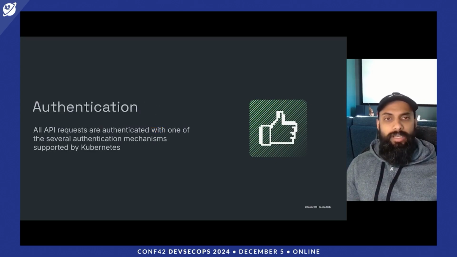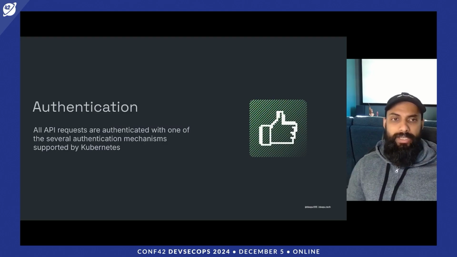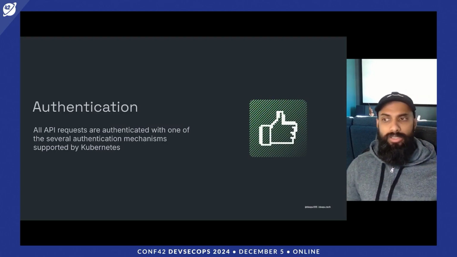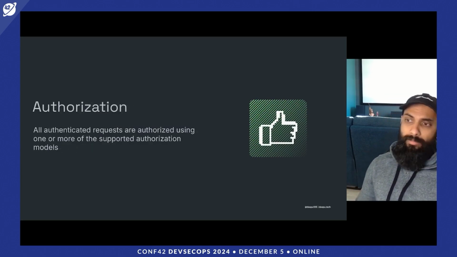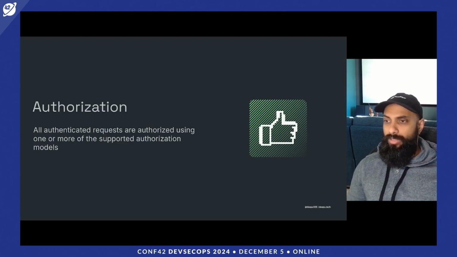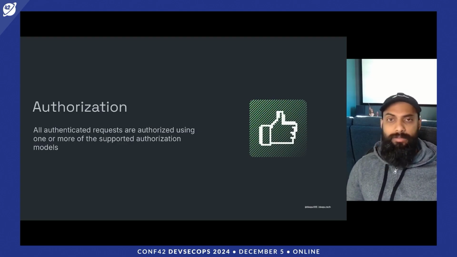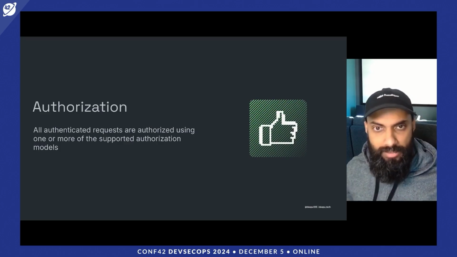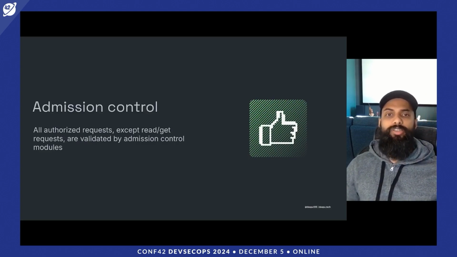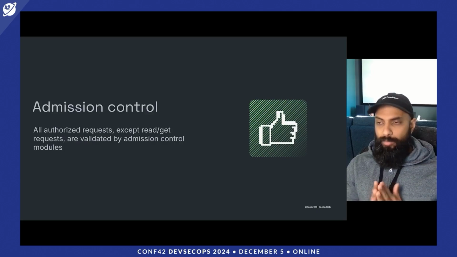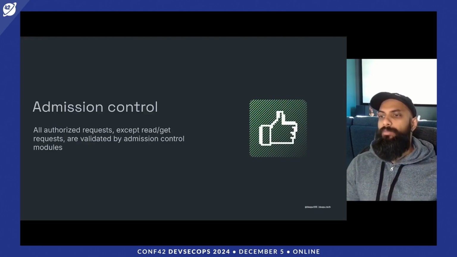Then we have the authentication layer, and there is a flexible authentication layer with multiple supported mechanisms, including OpenID Connect, token-based authentication, and so on. So all API requests are authenticated with one of these several authentication mechanisms. Then we have the authorization layer. And again, all authenticated requests are authorized using one or more of the supported authorization models. We'll talk a little bit more about these later on. And finally, we also have a possibility of adding custom admission control modules to further lock down access, which means all authorized requests, except read and get requests, are also validated by admission control modules.